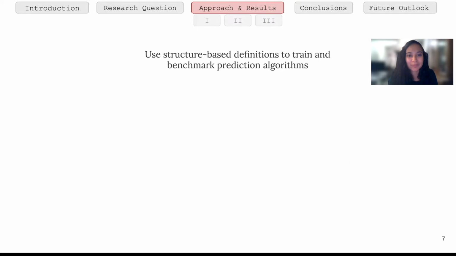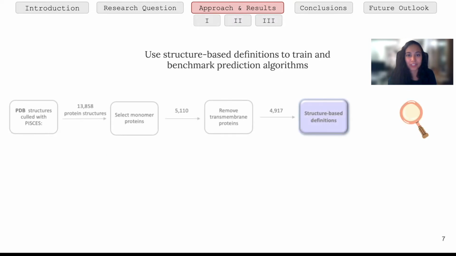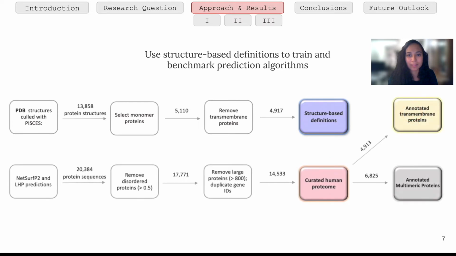Now, of course, to do this, we need some data. So for structure-based definitions, we took all proteins from the PDB and we filtered them on sequence identity. And we also filtered out the transmembrane proteins and multimeric proteins, since these tend to have a larger hydrophobic surface area than other proteins. For the sequence-based predictions, we took all human protein sequences from the UniProt.